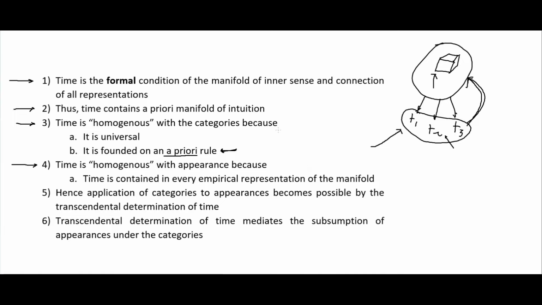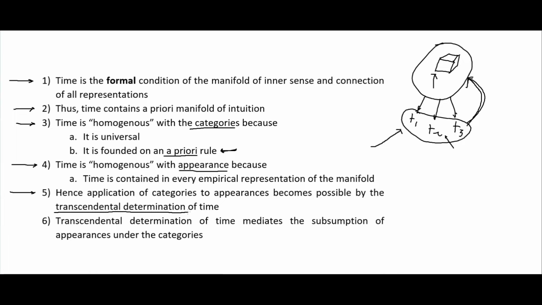And so that satisfies this idea that time is homogeneous with both the categories and with appearance, which is the thing that Kant says this third thing, this schema that he will come to call it, needs. And so number 5: hence application of categories to appearances becomes possible by the transcendental determination of time. Transcendental determination essentially means that it is the thing that makes experience possible.